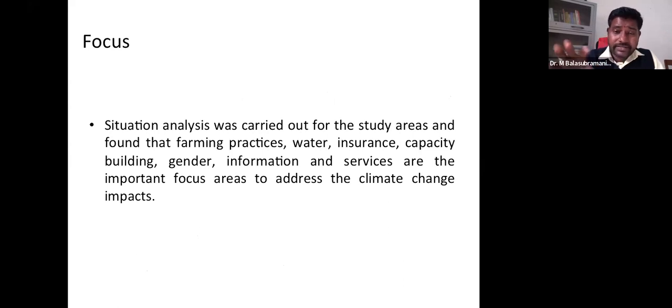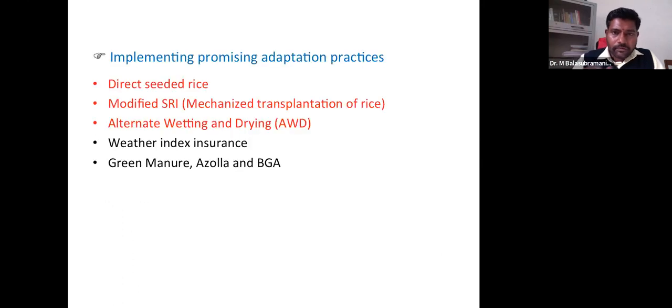To address this, the overall objective of this climate change project is nothing but the use of less water. Less water, that is our focus. So what are the adaptation practices, the water saving irrigation practices? One method is direct seeded rice, the DSR method, and the modified SRI method of cultivation, that is mechanized transplantation of rice, nothing but the modified system of rice intensification. Then the alternate wetting and drying method.